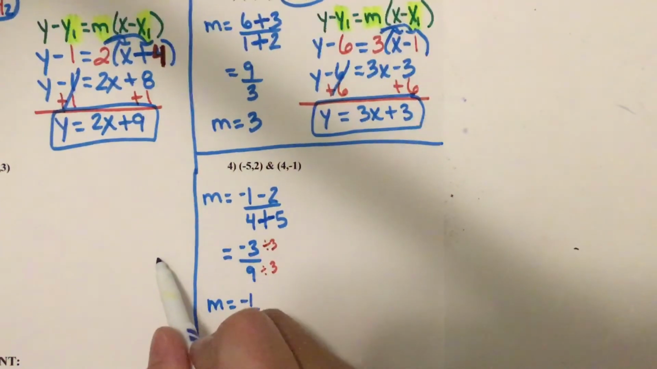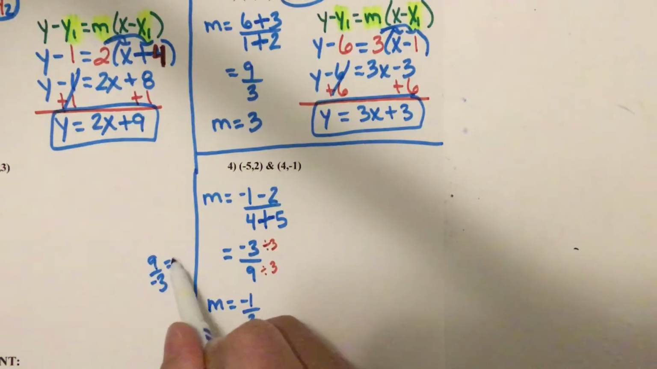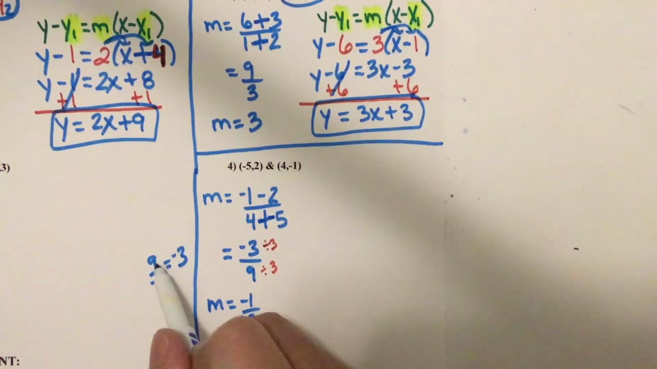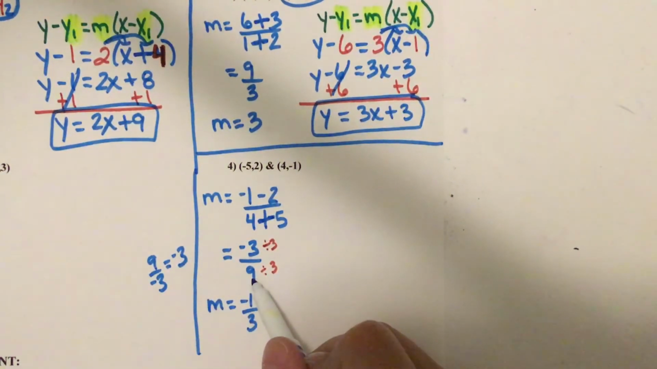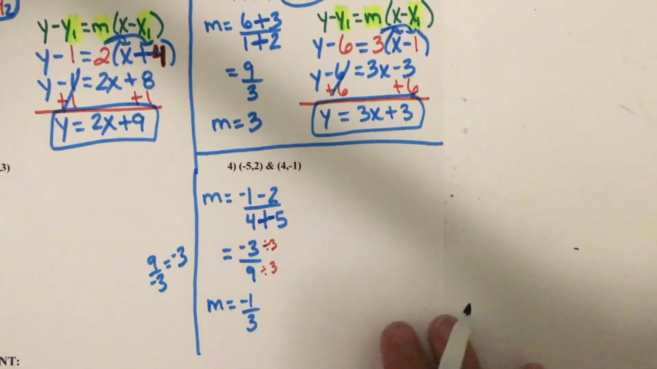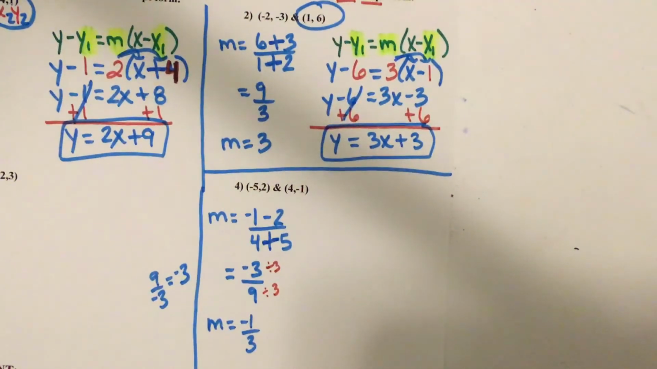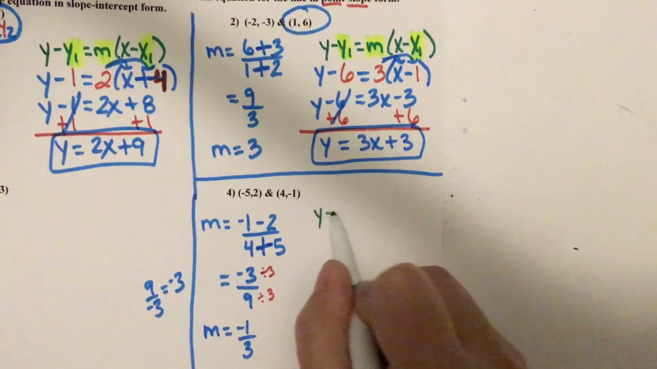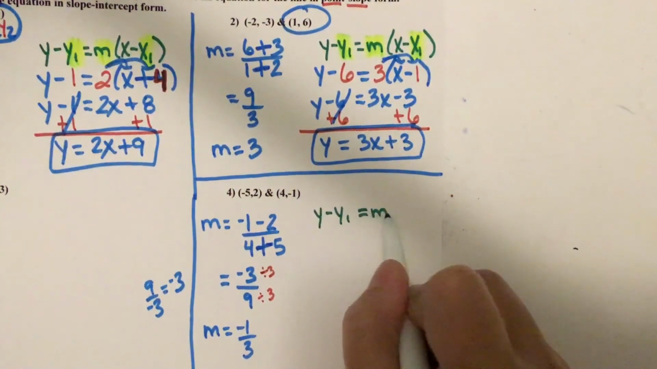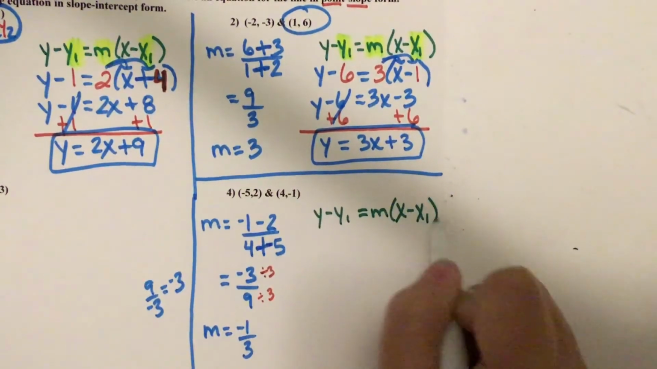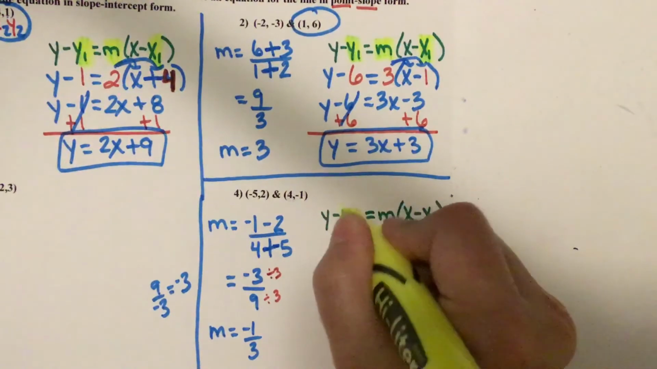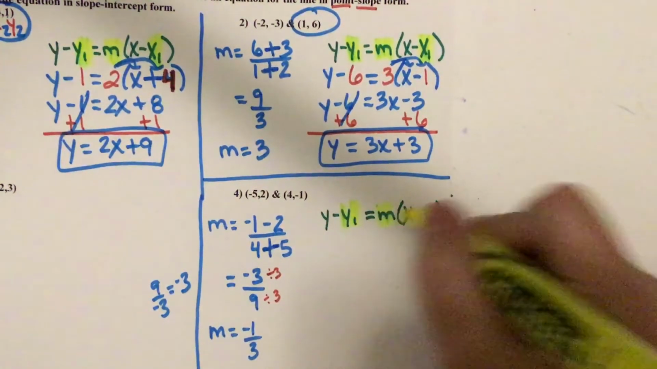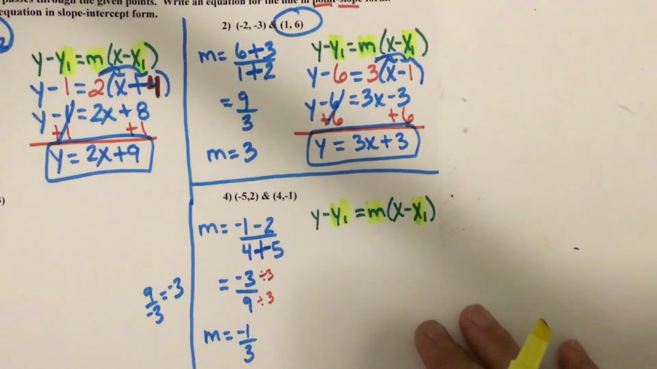So if it had been 9 over negative 3, then that would have made negative 3. So if the bigger number is on top and it divides, it comes out nice. But if the bigger number is on bottom, then it doesn't come out pretty. You have to reduce it down. Okay, so now I'm ready for point slope form. So y minus y1 equals m parentheses x minus x1. Okay, we're going to plug the y coordinate in here, the slope here, and the x coordinate here.